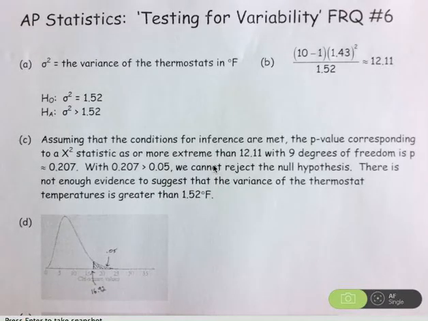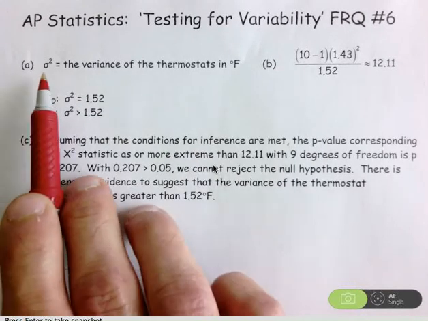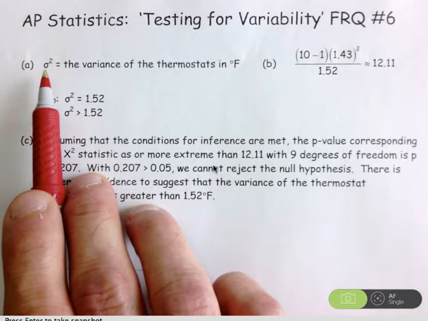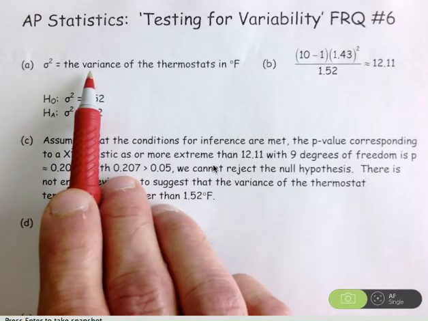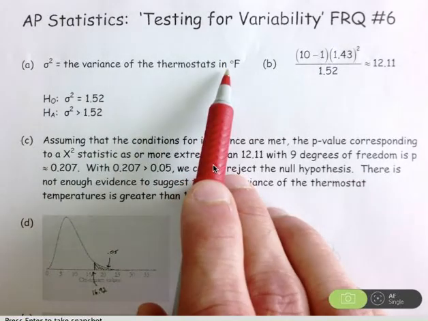Hi there. Let me take a few minutes and take you through the solution rubric for this number 6 investigative task, where essentially you're doing a test for variability. So parts A and B, in terms of the scoring, are combined together. It's important that you define your parameter. So sigma squared represents the variance of the thermostats in degrees Fahrenheit.